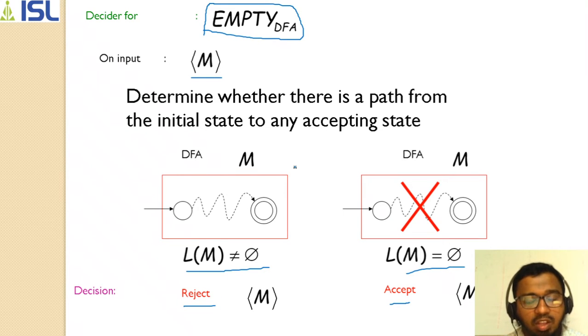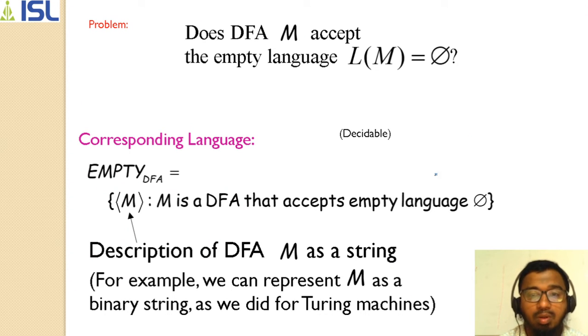When we have an empty language, there should not be anything, but if we have something, then L of M does not belong to phi, and it is rejected. What is the decision? Rejected. And if L of M is equal to phi, then it is accepted. Because here we need to check the problem, which is L of M equal to phi. If it is satisfied, then our string is accepted.